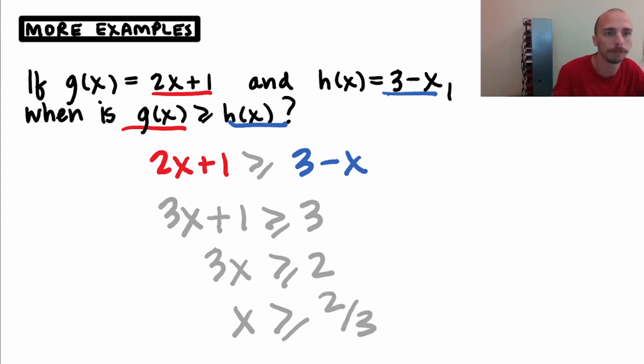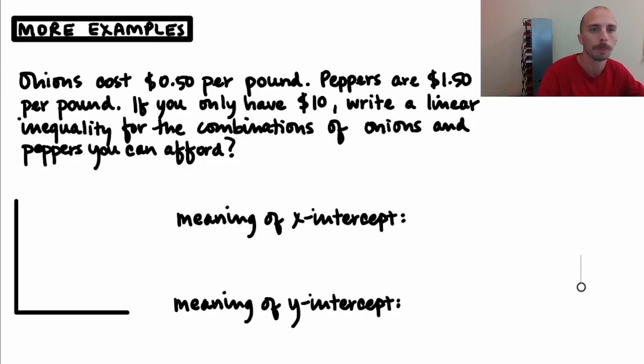And this is the type of problem that we can solve, just provided that we've seen it once before, I think. Okay, now the last example I've got for you is kind of a contextual problem. Onions are costing 50 cents per pound, and peppers are costing $1.50 a pound. If you only have $10 to spend on onions and peppers, write a linear inequality for the combinations of onions and peppers that you can afford.